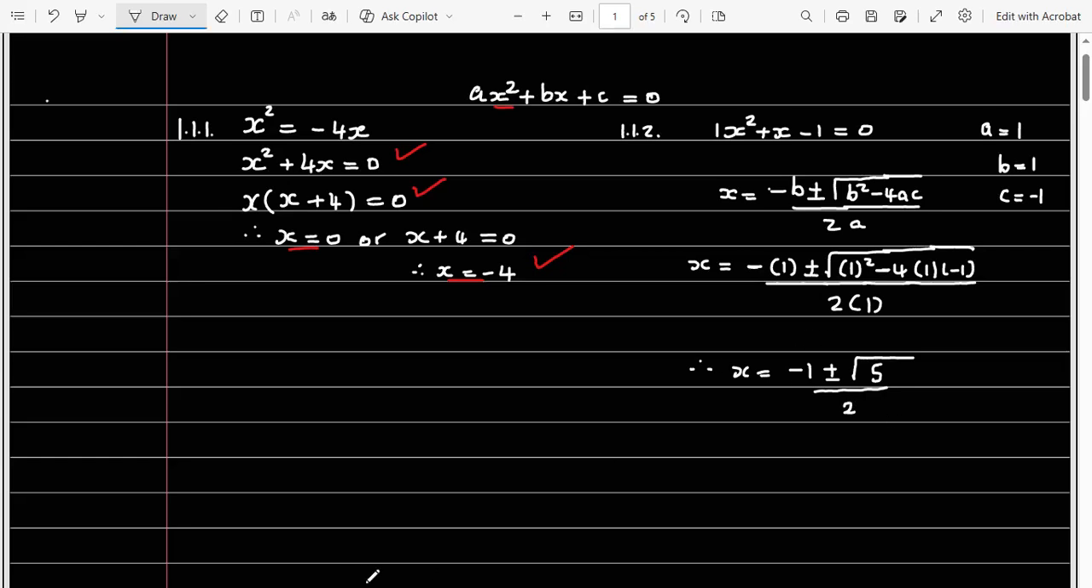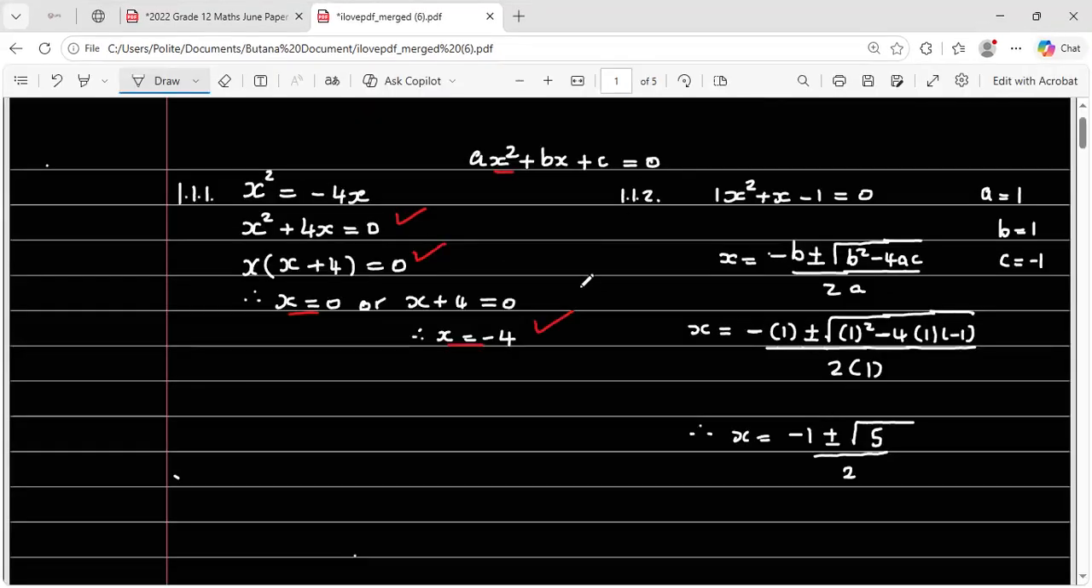Then let's work on how we need to punch this on the calculator. I think that one is also important, that you know how to use your calculator.